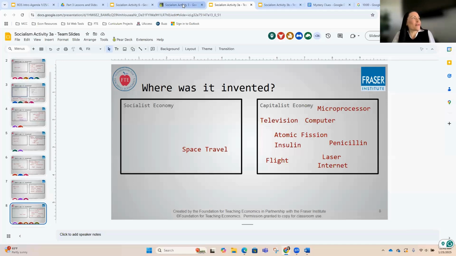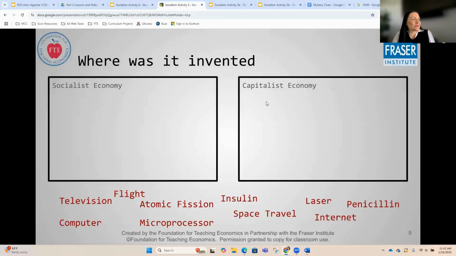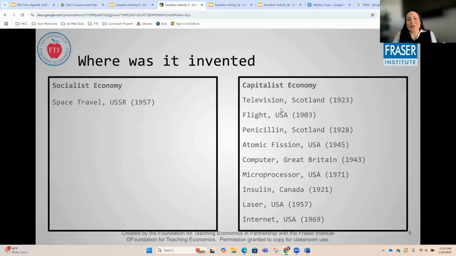So let's actually go and see what the answers are. It was space travel. That was the socialist economy. So most of you are right. Most of these were market economy. They were invented in market economies. And I included in this slide the country and the year that you'll see. We have anywhere from 1903 to 1971 are the years.